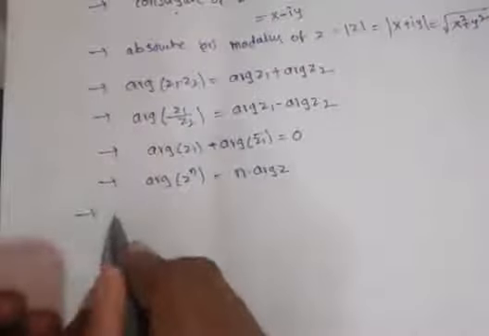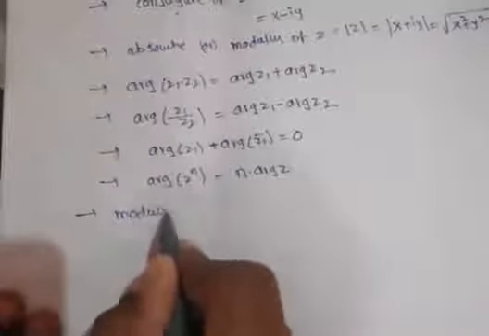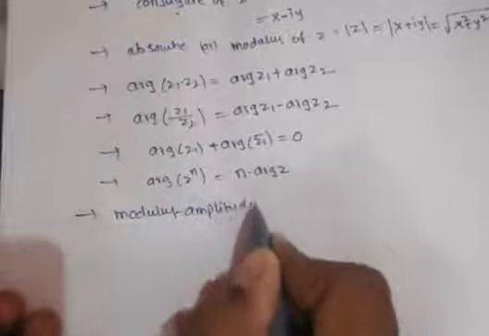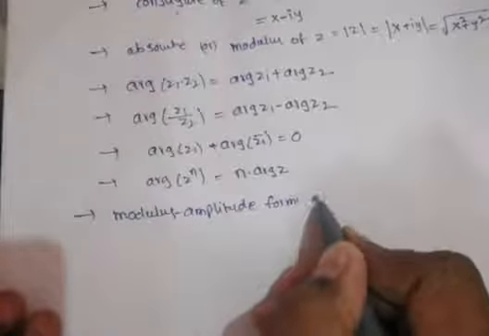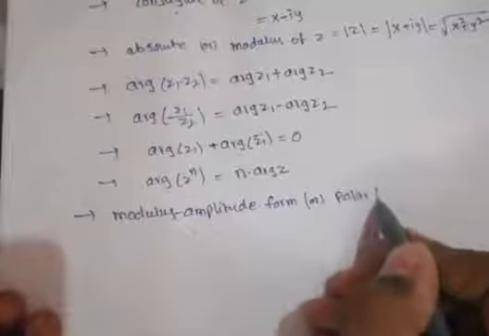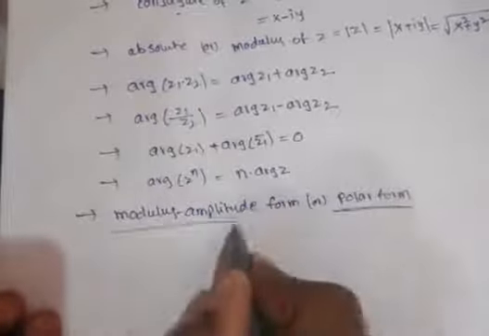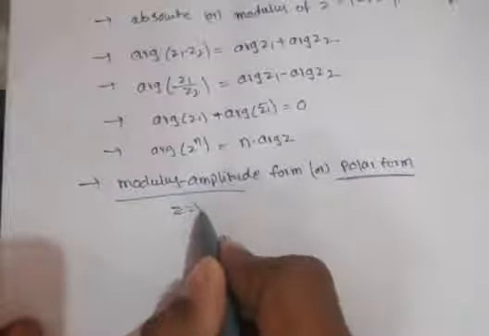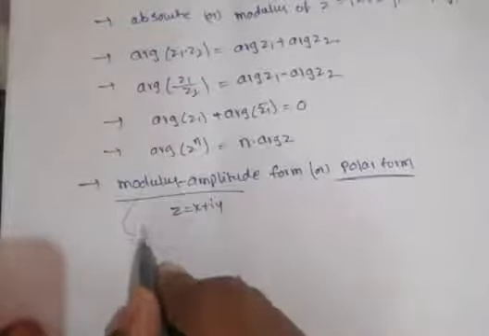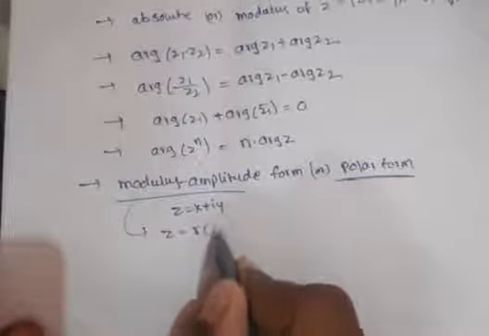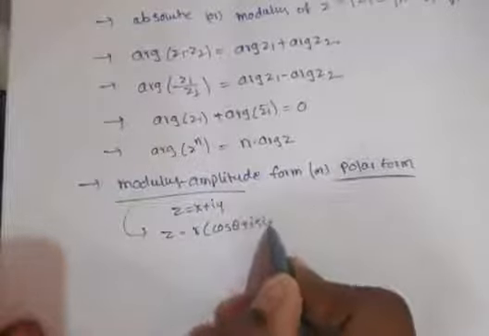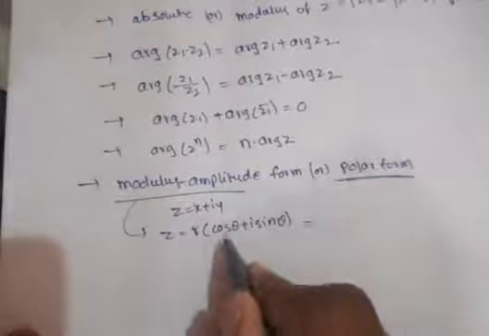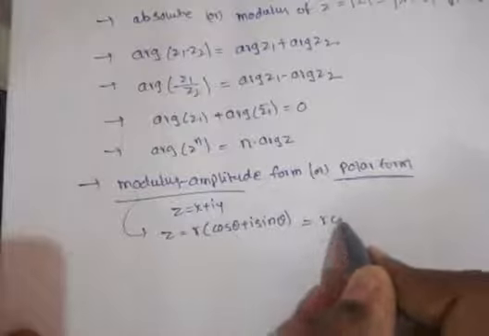Then we will discuss modulus amplitude form, which is also called polar form. How do we represent this? If z is x plus iy, we represent the modulus amplitude form as z is equal to r into cos theta plus i sin theta. Cos theta plus i sin theta is also represented with cis theta.